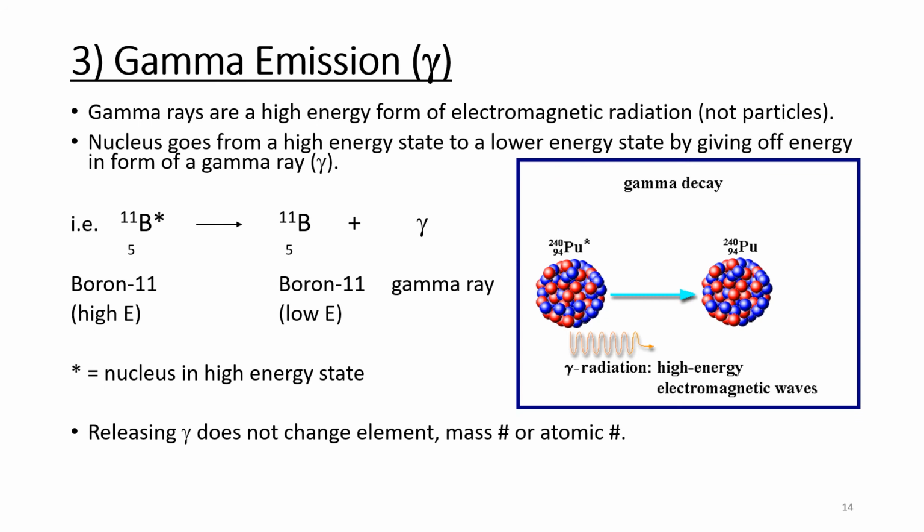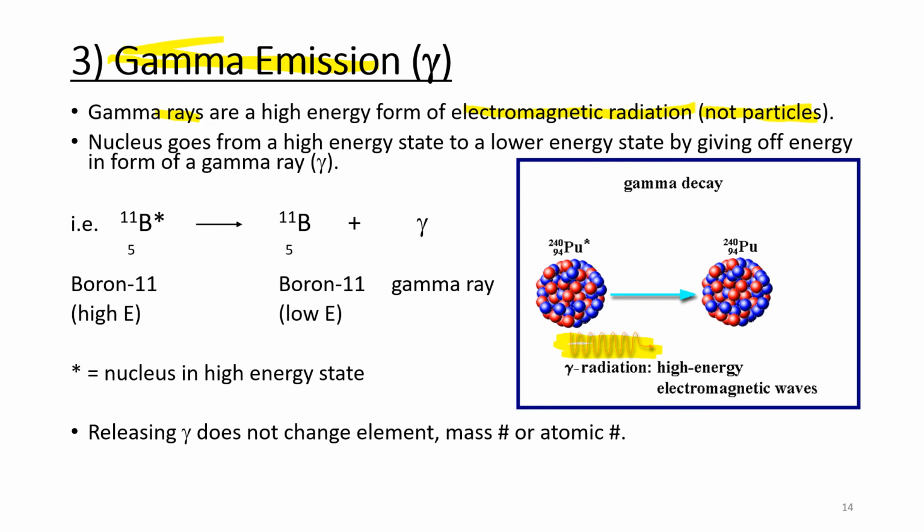The third type of radioactive emission we're going to learn about is gamma emission. Gamma emission is not particles like we learned with alpha and beta emission. They're actually rays of electromagnetic radiation, and this electromagnetic radiation travels in a wave formation that's illustrated down here.